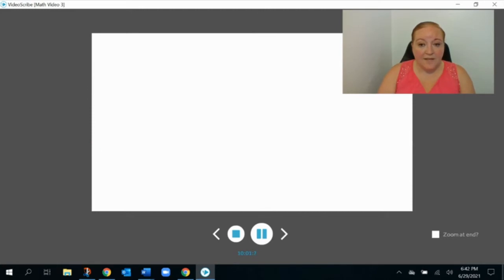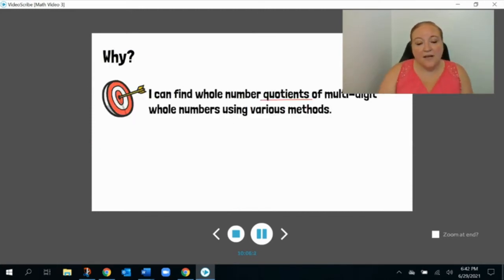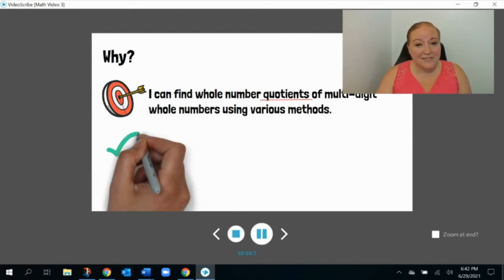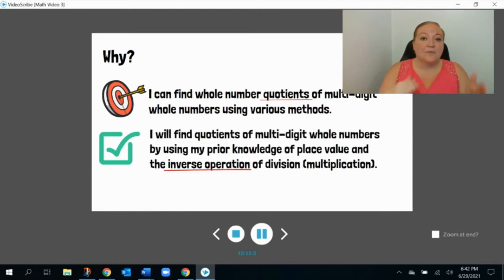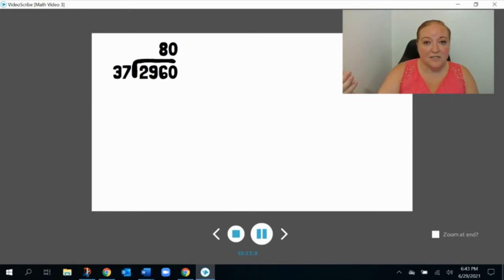Okay, so let's check our answer now. Let's go to that inverse operation, which is multiplication. Why are we doing that? Because we said we would, okay? We said today we would not only be working on division, but we would be working using the place value and inverse operation of division, which is multiplication, okay?